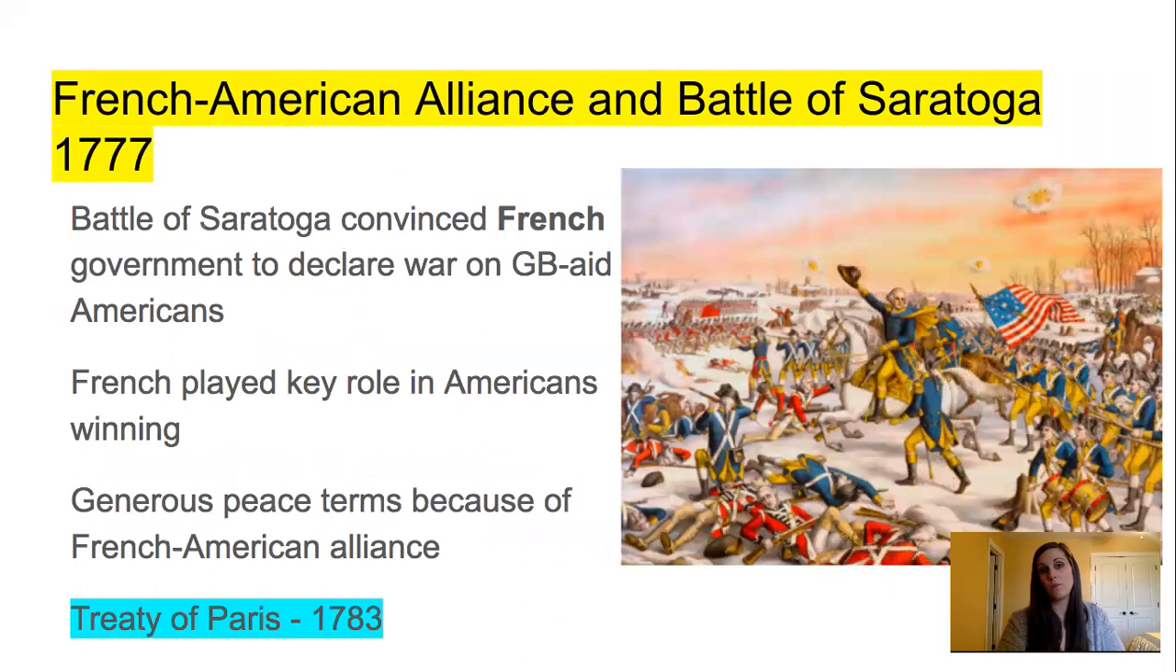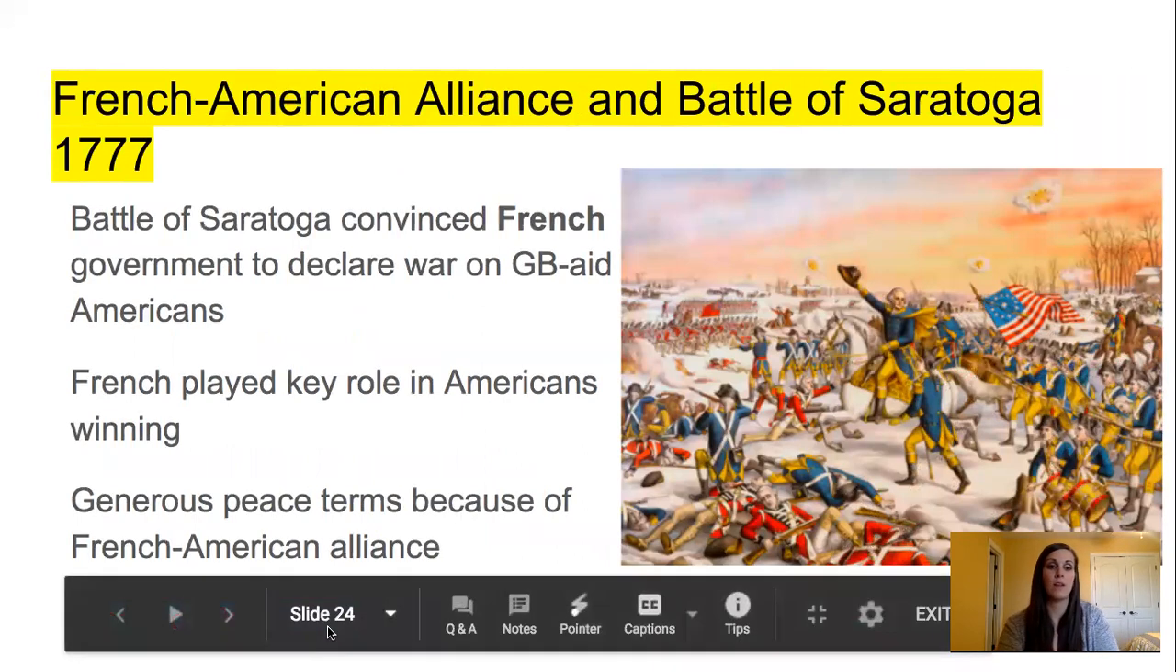So really, we don't have you memorize a lot of battles in APUSH, but the one battle you need to know from the American Revolution is Saratoga, because it allows the French to come in on the side of the colonists against the British. And they play a key role in helping the Americans win the war. Remember, the French and the British at this point in history did not get along. So really the French motivation is to weaken the British Empire, which they're able to do. And because of their alliance with the Americans, that allows for more generous peace terms in the Treaty of Paris, one of the many treaties of Paris that we see in U.S. history.